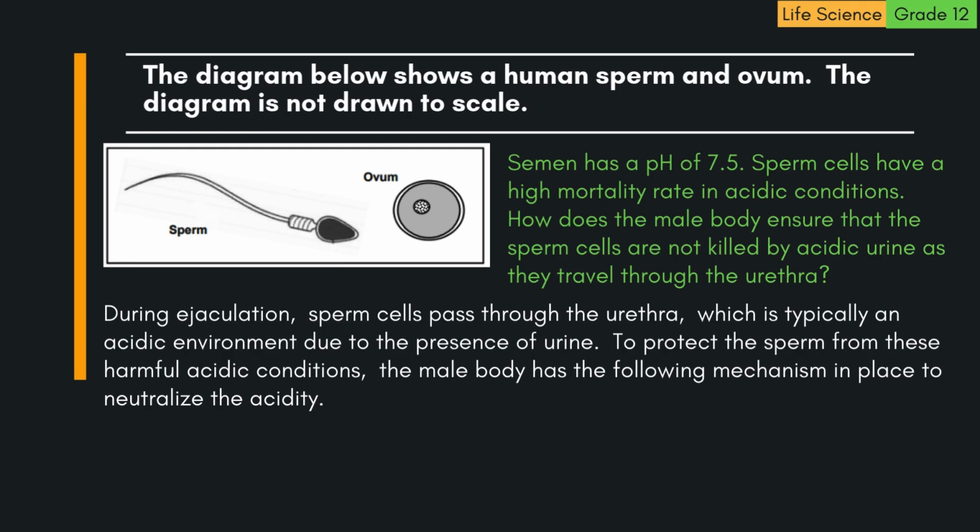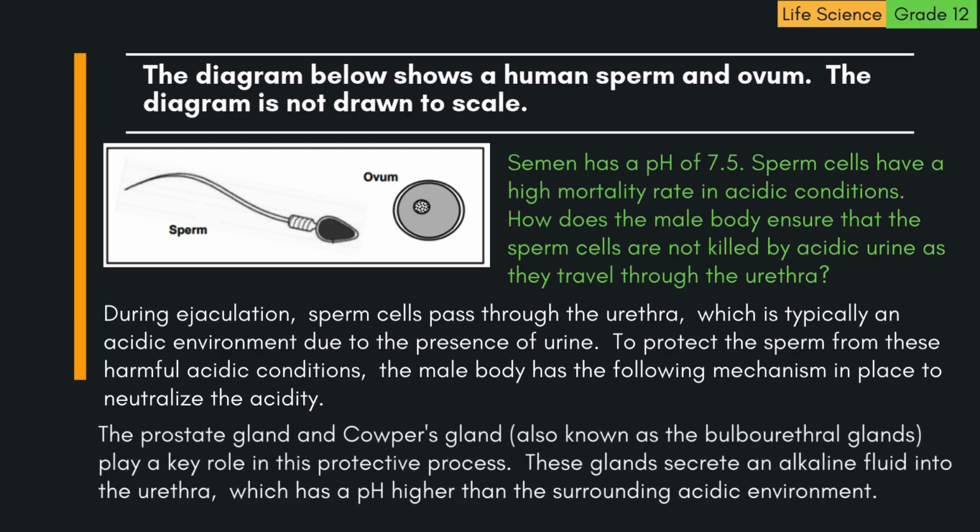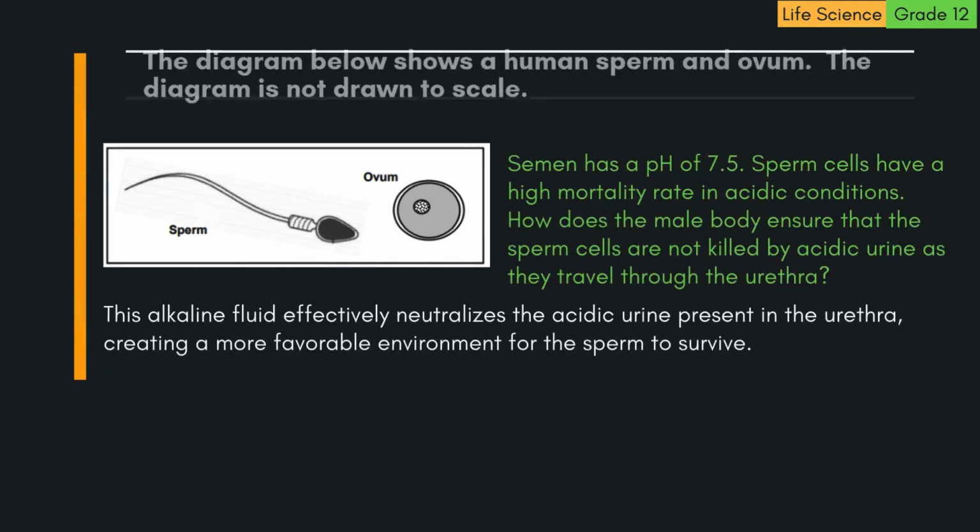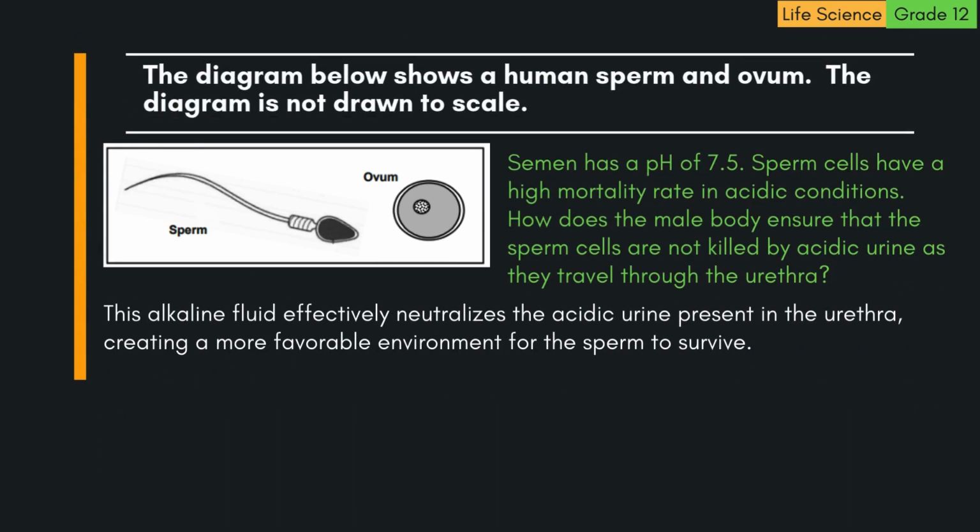to neutralize the acidity. The prostate gland and Cowper's gland, also known as the bulbourethral glands, play a key role in this protective process. These glands secrete an alkaline fluid into the urethra, which has a pH higher than the surrounding acidic environment. This alkaline fluid effectively neutralizes the acidic urine present in the urethra, creating a more favorable environment for the sperm to survive.